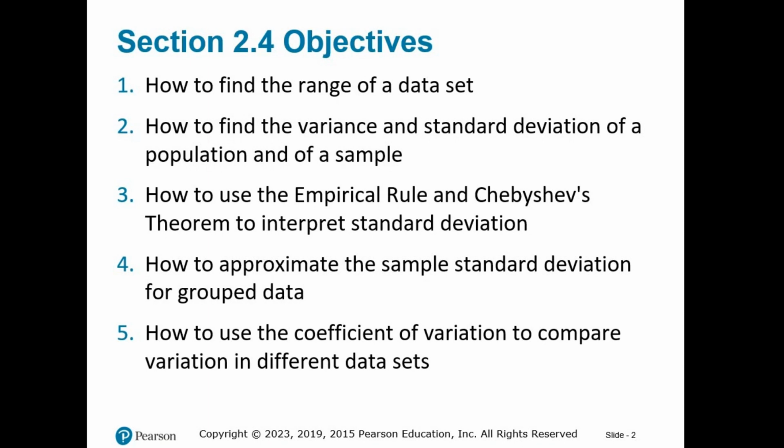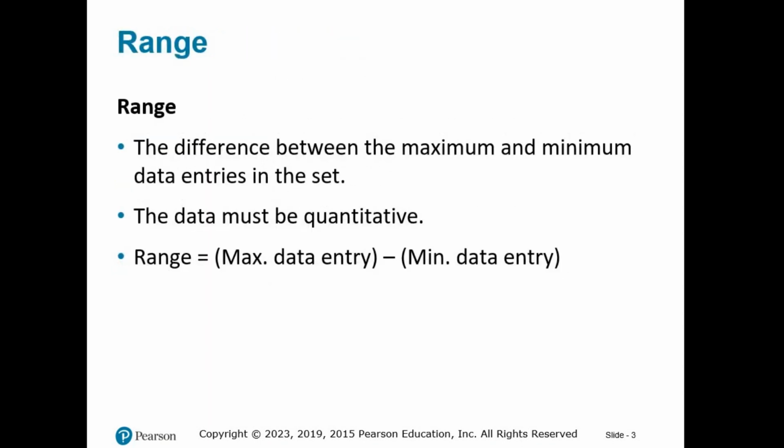Let's begin. The range is definitely the most rudimentary of the measurements when it comes to describing the spread of a data set. It's the difference between the maximum and minimum data entries in the set, and the data must be quantitative to use it. It is found by subtracting the minimum data entry from the maximum data entry.